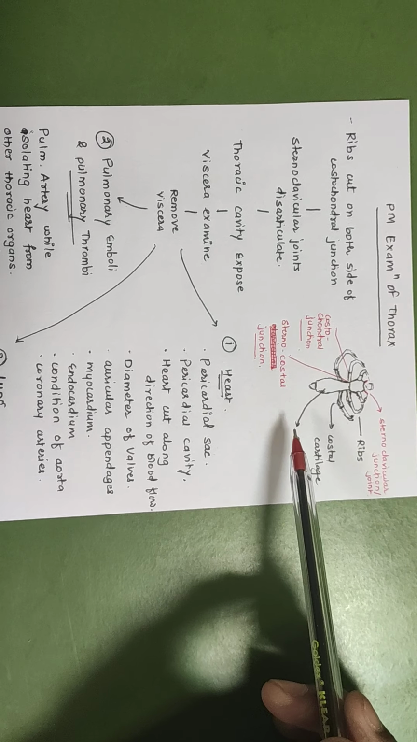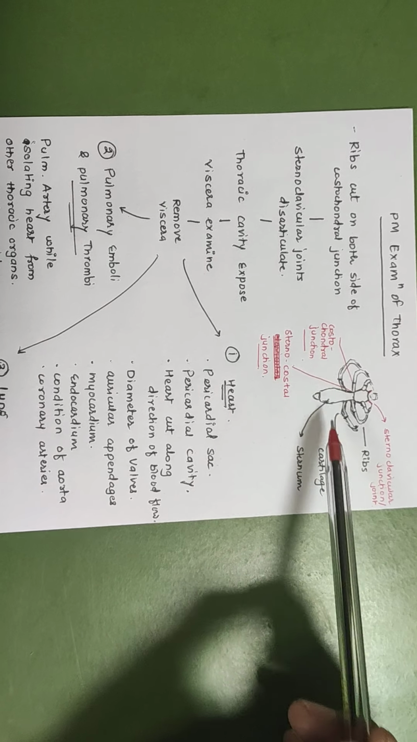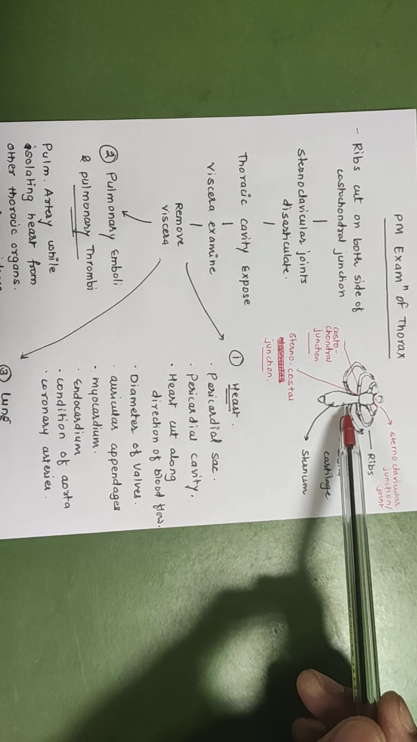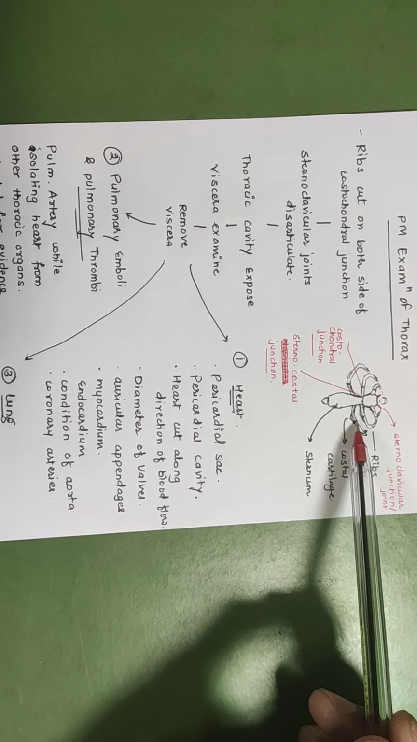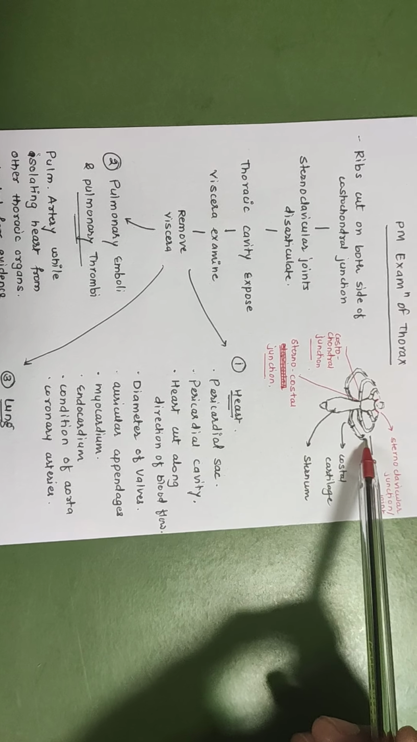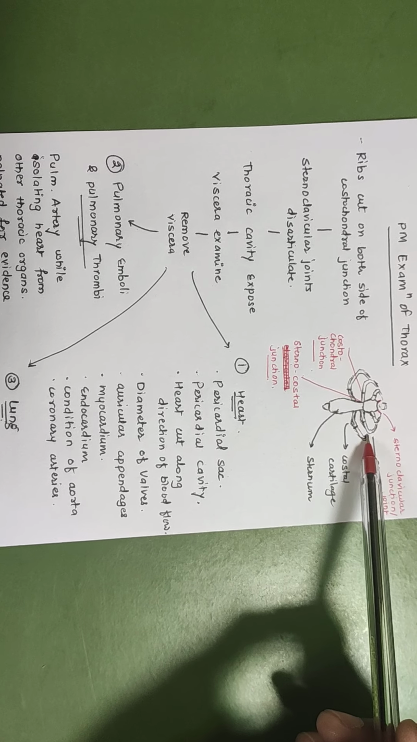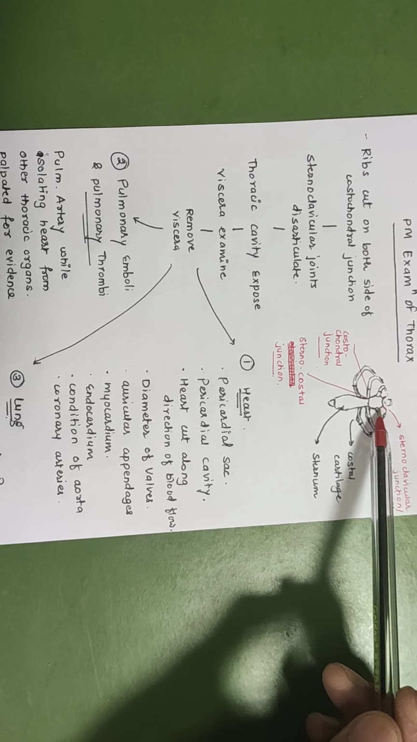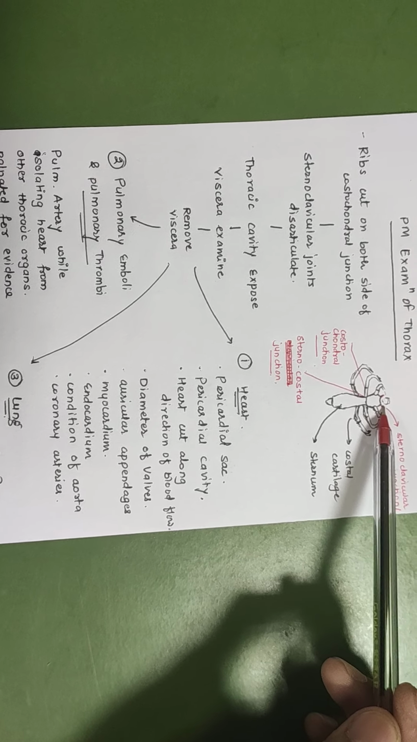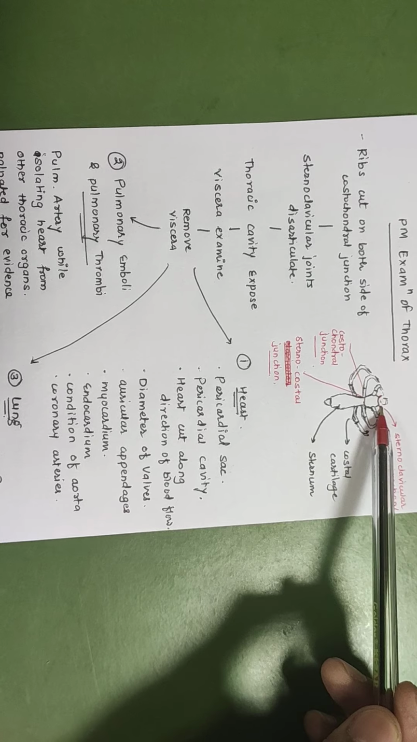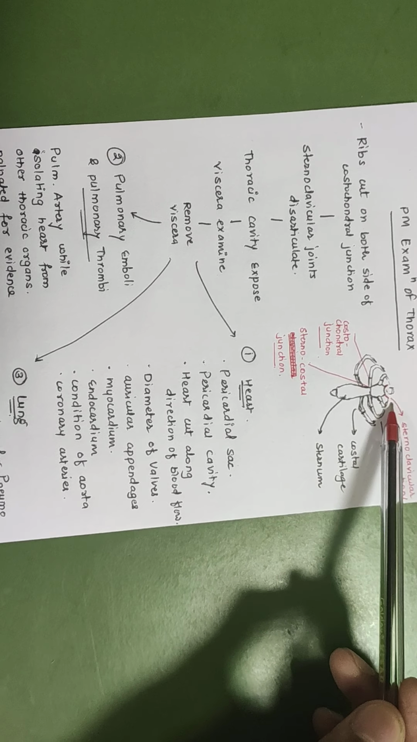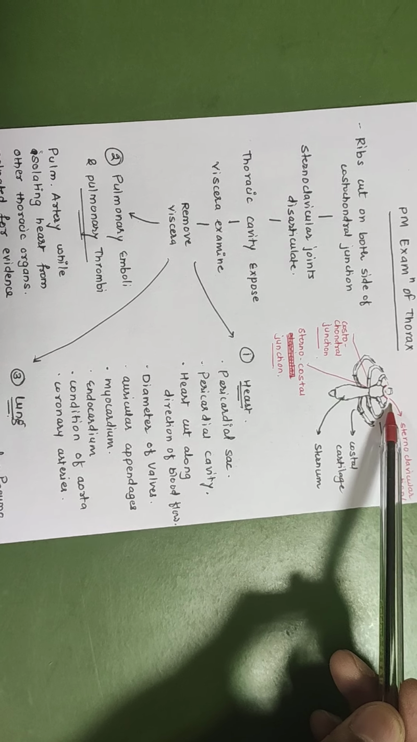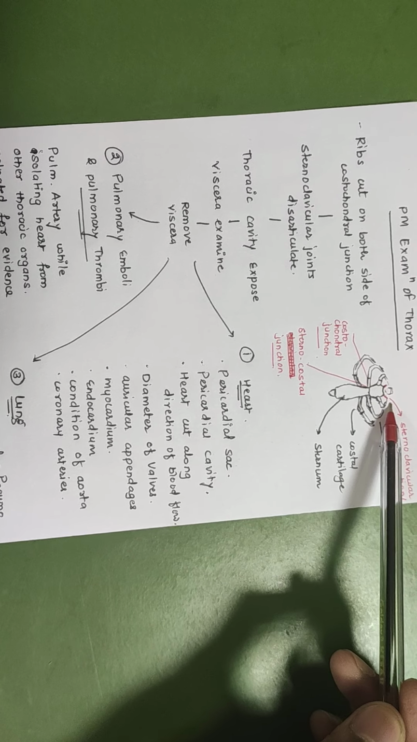The ribs are cut on both sides of the sternum at the costochondral junction. This is the costochondral junction, where the ribs are cut. At the upper side, the sternoclavicular joint, where the clavicle is joined to the sternum, is disarticulated to expose the thoracic cavity.